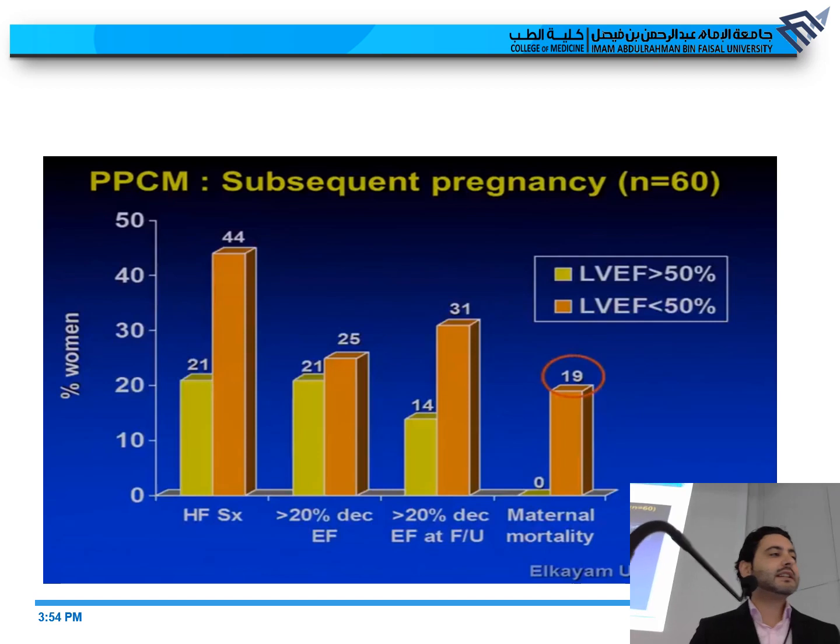So look at this graph. The yellow color is the lady who had peripartum cardiomyopathy and her ejection fraction normalized. The orange is those who did not normalize their ejection fraction. And you can see recurrence rate is more if they don't normalize. Symptoms more if they don't normalize. Death, see, if they don't normalize their ejection fraction, in their subsequent pregnancy they can die up to 20%. So this is serious when we tell them no pregnancy. It's very high risk compared to 0% if they normalize their ejection fraction.